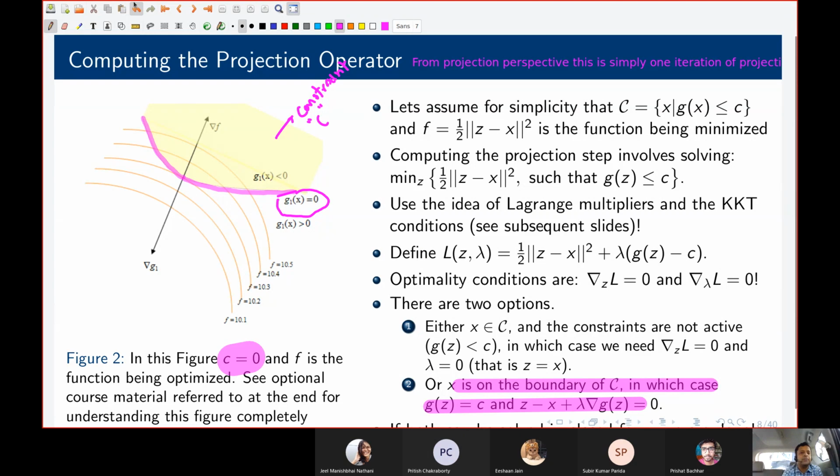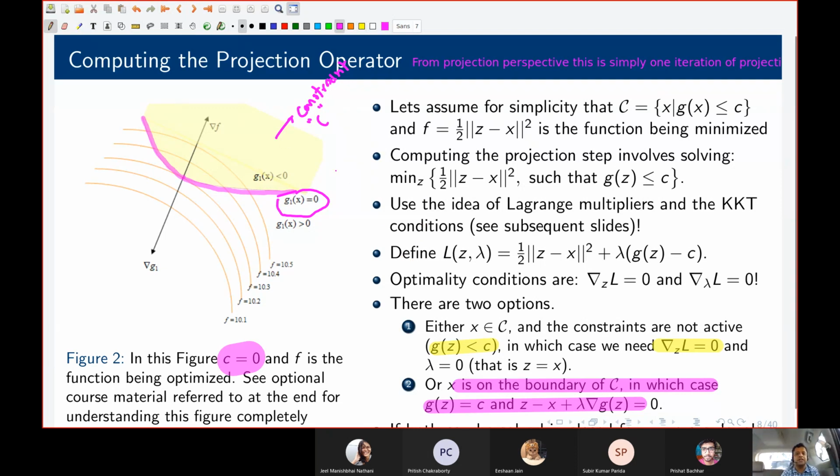Now let's go to the other part. The other part is when you are inside the region, the shaded region. When you're inside the shaded region, you're basically having g(z) less than C. Here you're basically free to have the gradient of the function going to 0. That basically corresponds to the gradient of the Lagrange function. So this is exactly the two parts.